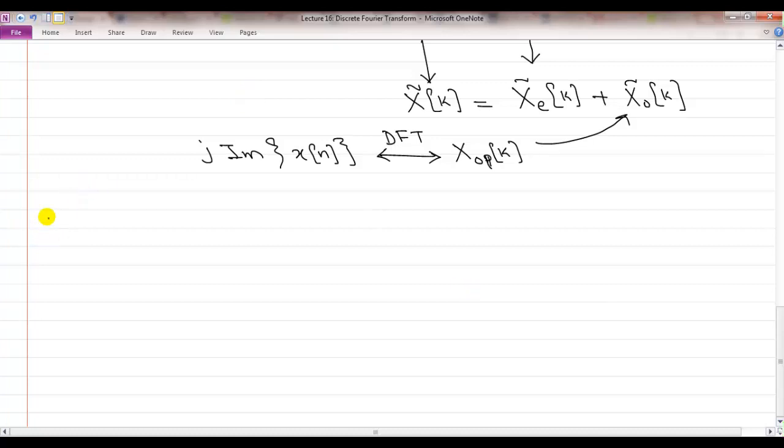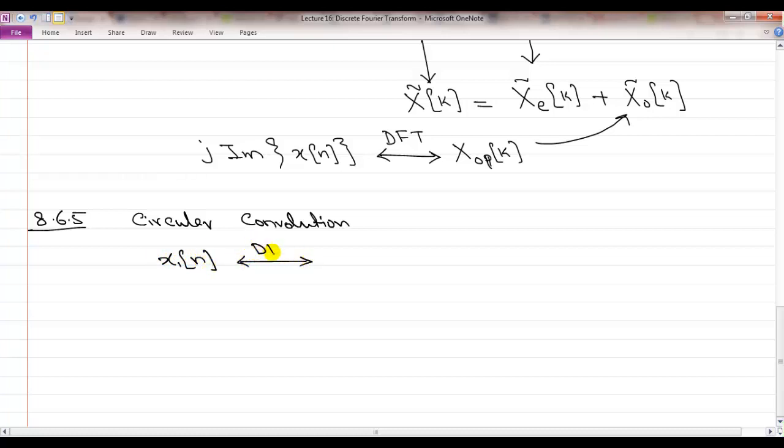So let's start by discussing a more relevant and important property, which is that of circular convolution. What we are given are two sequences and their N-point DFTs. The DFT of x1 of n is X1 of k, and the DFT of x2 of n is X2 of k.